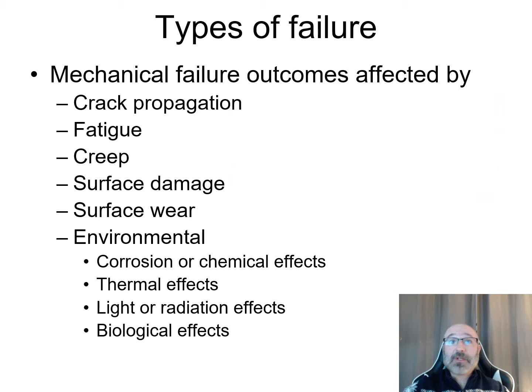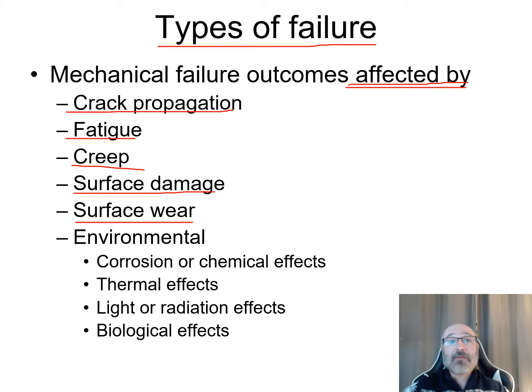So continuing on with our topic of these different types of failure right here, let's take a look at mechanical failure outcomes and what they're affected by. So they can be affected by crack propagation, fatigue, creep, surface damage, surface wear, and environmental conditions. And within the environmental conditions, we're taking a look at things like corrosion and chemical effects, thermal effects, light, radiation effects, and biological effects.